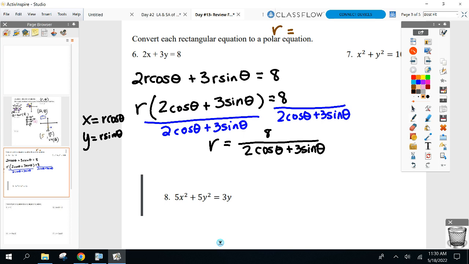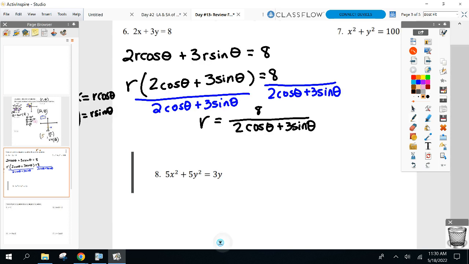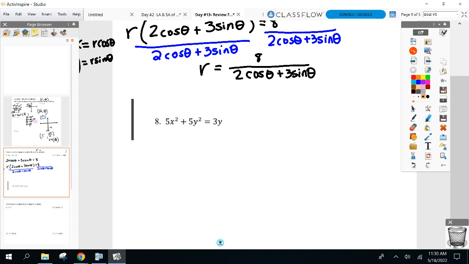Anything before we get to 8? 8's a beast. Take a deep breath here. Here we go. Ready? 5, R cosine. R cosine theta.